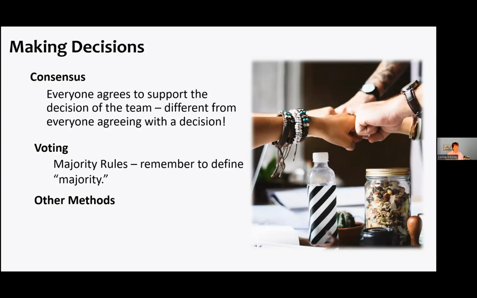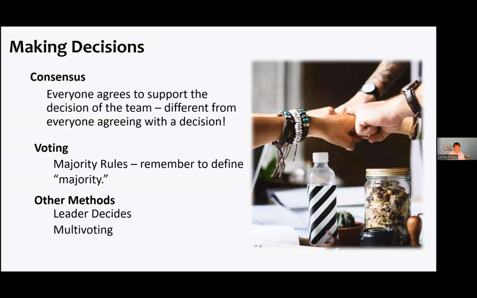Thing to be careful with here is what defines majority. I mean, what if you have a team of 9 and 2 members are out? Can a team of 7 vote on it and it passes? Or are there not enough people there? So you can do majority rules, but remember, define what majority is.